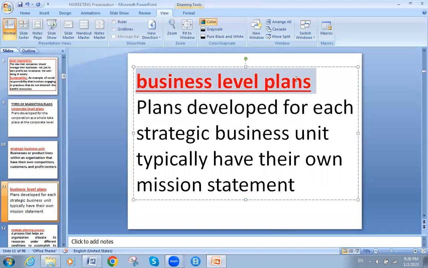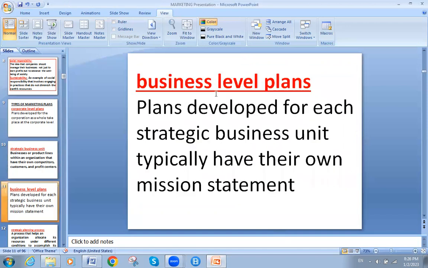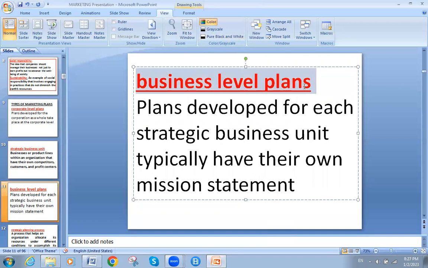Business level plan. So we have three types of plans here right now. Corporate, the second one strategic, and the third is the business level plan. These are plans developed for each strategic business unit. This is on the level of the business only. They typically have their own mission statement. The mission is always a brief sentence, two or more words, to say why do I exist? Why do I exist? These are the business level plans.